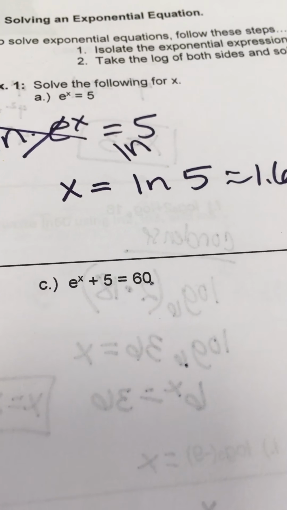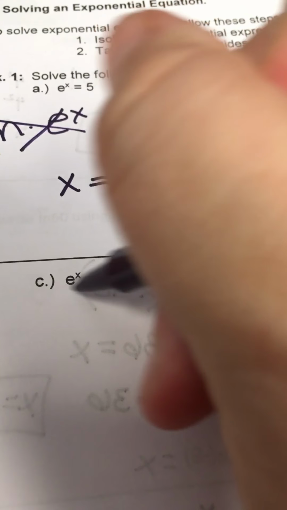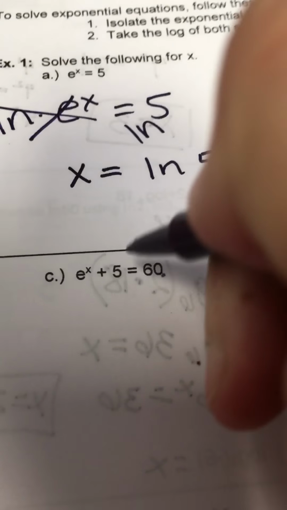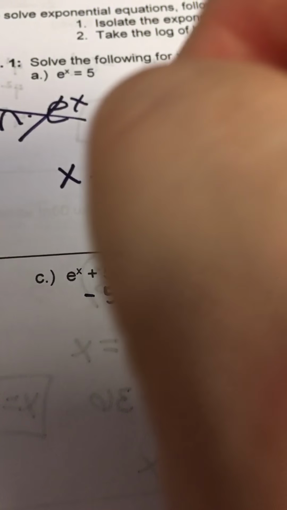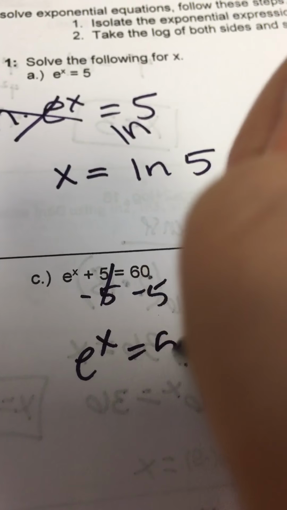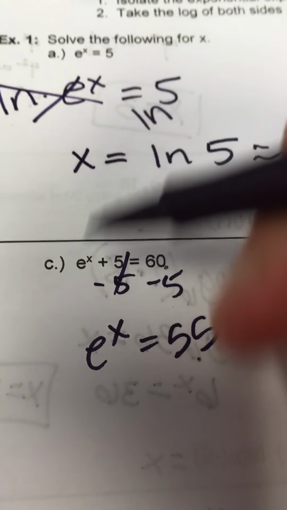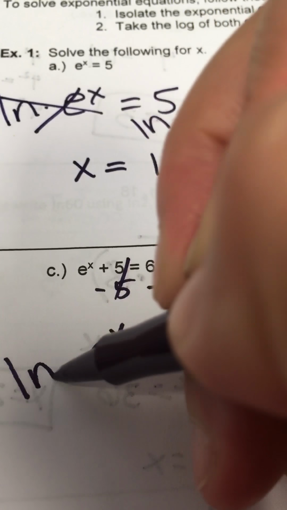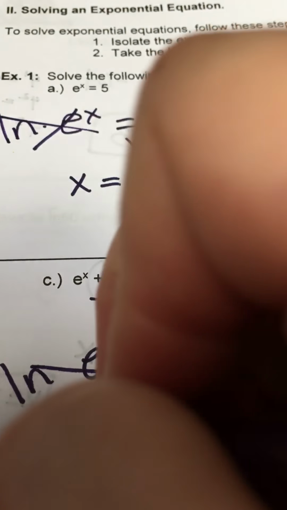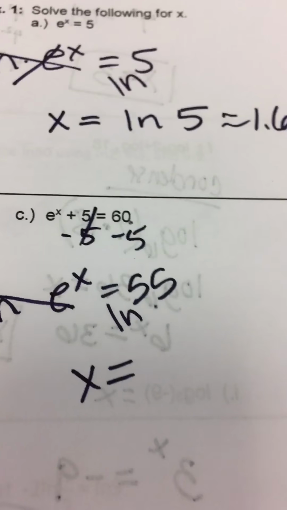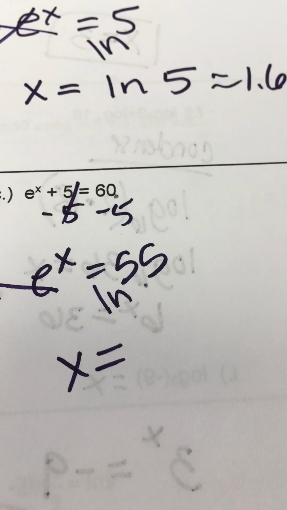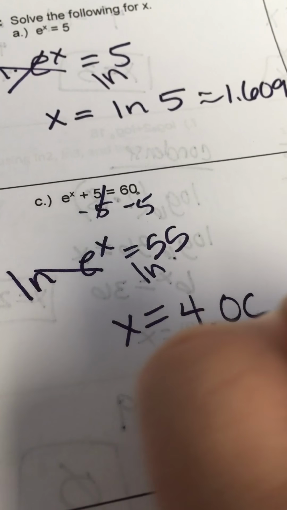Now, these are just a little bit of variation on that. So e to the x, same kind of thing as above, but first I need to move the 5 over. Okay, e to the x is 55. Now it looks like above, so to get rid of the e, I ln both sides. Type in ln of 55, and I get 4.007.